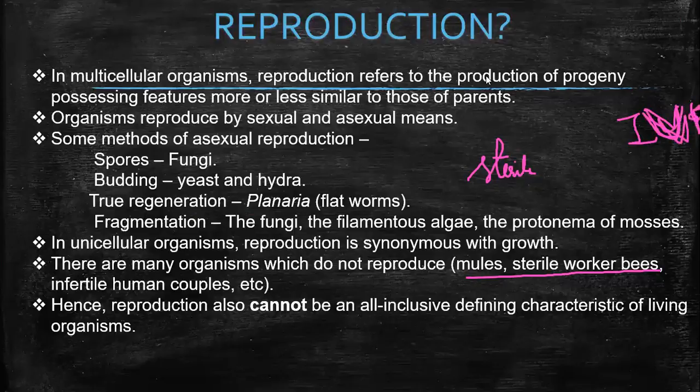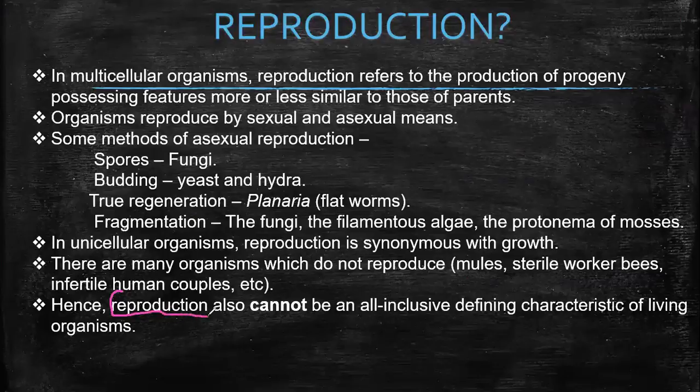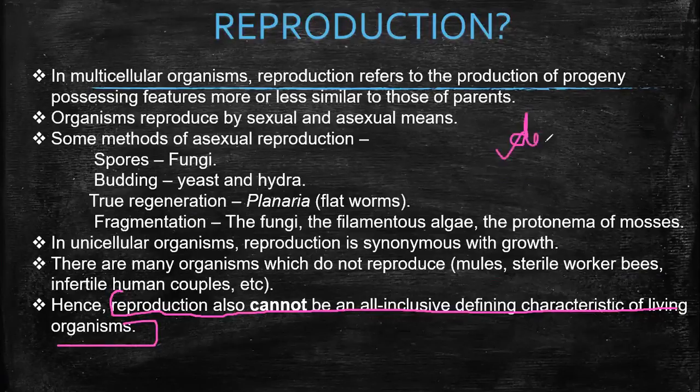Okay, we can obtain the new generation. So reproduction also cannot be said as a defining characteristic, though worker bees and mules are all sterile, their generation is not extinct, they are reproducing. So we cannot say that reproduction is an inclusive defining characteristic of living organisms. It is not a defining property, just understand like that.